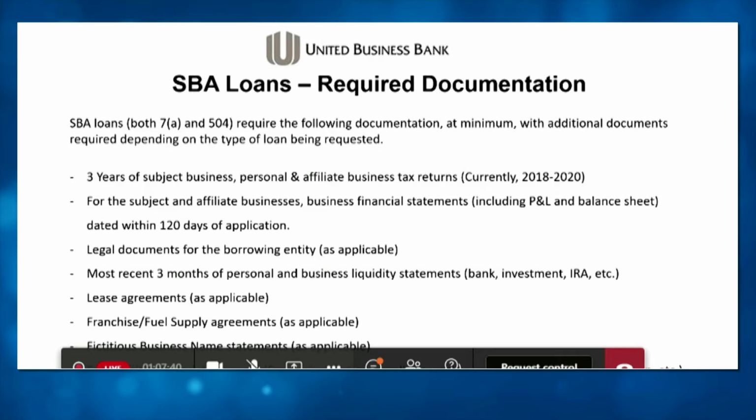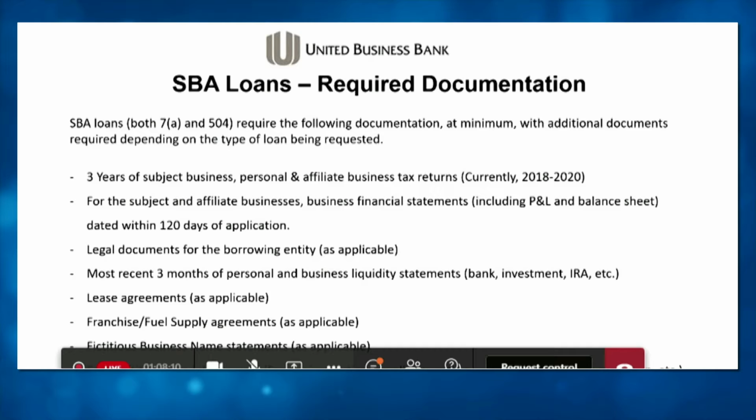So if you as a borrower are able to prepare these packages in such a way that you have the majority of these documents ready for the lender right at the beginning, it really is going to help save you and the bank a significant amount of time in the processing. And so that's why I just really wanted to do a quick overview of basic SBA documentation.